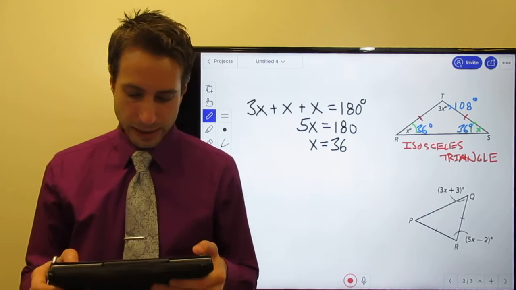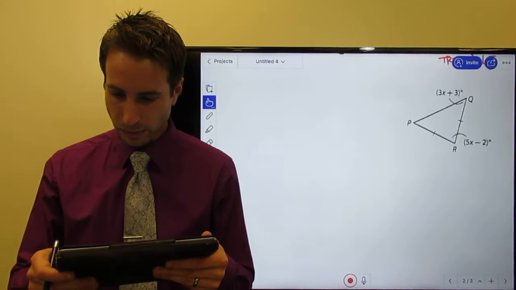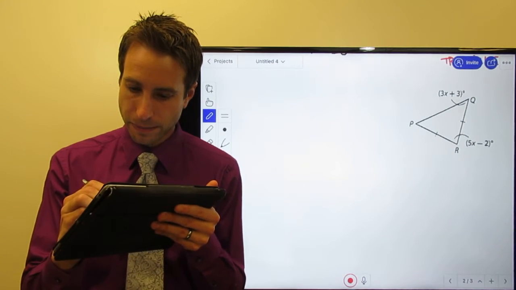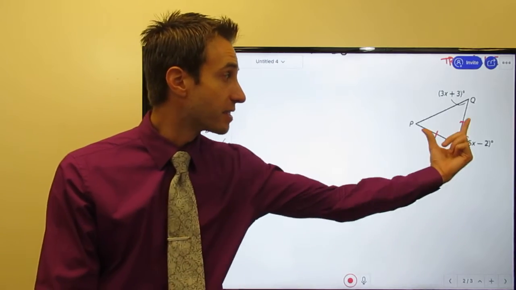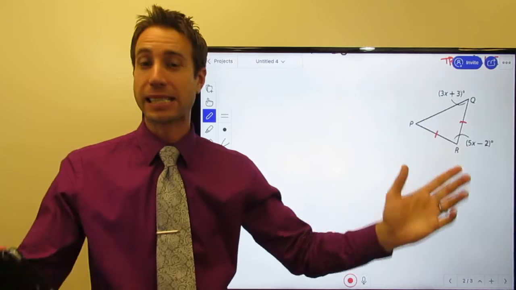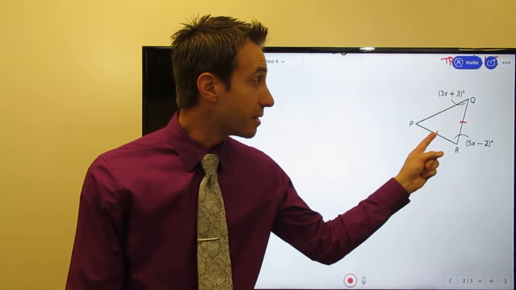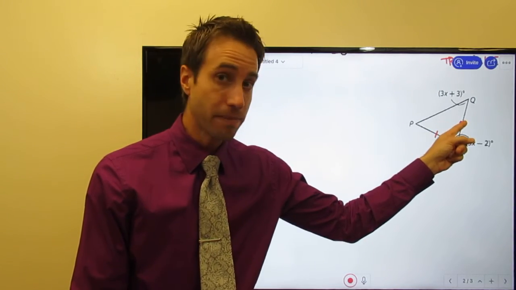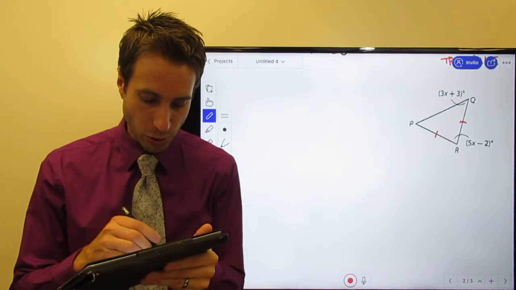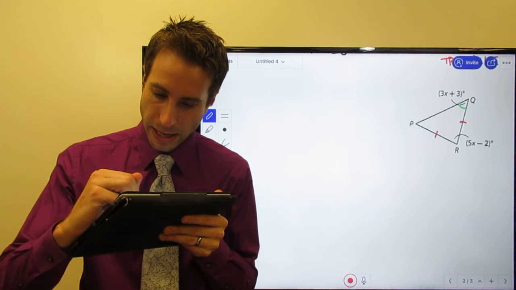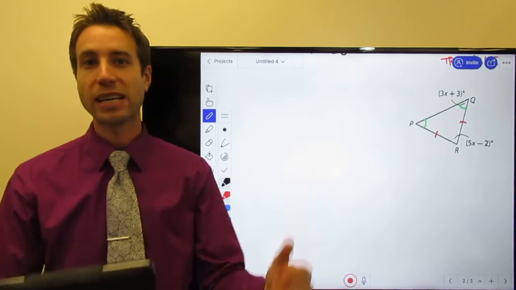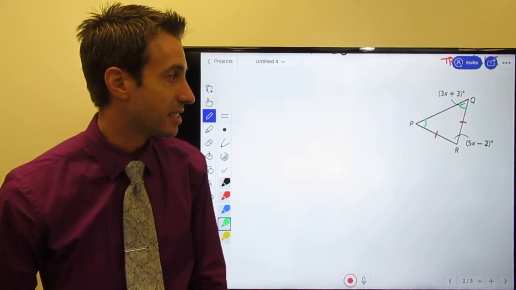I got another one for you here. Let's see how this one goes. Awesome. Once again, check it out. They tell me two of the sides are congruent. Right away, red flag, isosceles triangle. So because these sides are the same, their base angles, the angles opposite those sides, must also be congruent. So this angle and this angle are equal to each other. Well, guys, this is exactly like the one we just did.